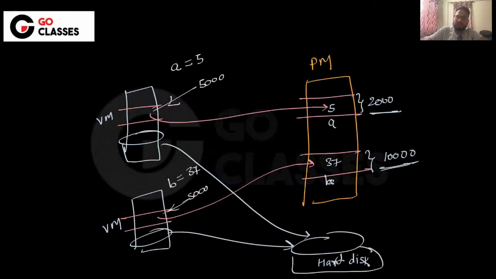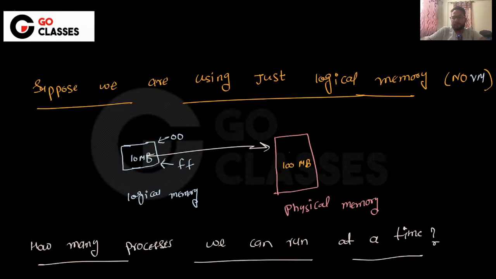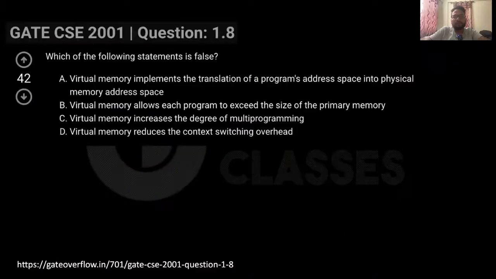In the earlier example that I was talking about, in this example. Okay. And what about the virtual memory? Suppose I have the virtual memory, then maybe I can run many more processes, right? Okay. Let's just do this question. Which of the following is false? Virtual memory implements the translation of a program's address space into the physical memory address space.